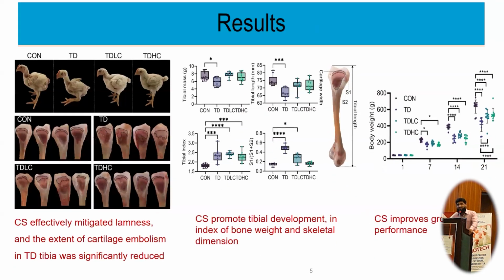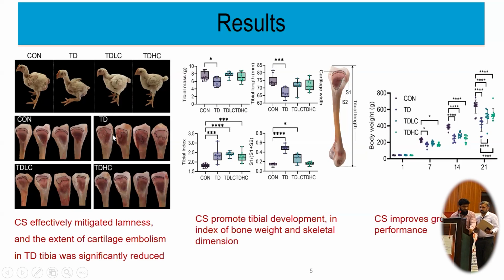Here you can see the results of the in vivo trial. In the case of TD chickens, the birds were lying on the ground. They were unable to move. While after adding CS, they regained normal posture. The birds were moving. They were getting the feed normally.